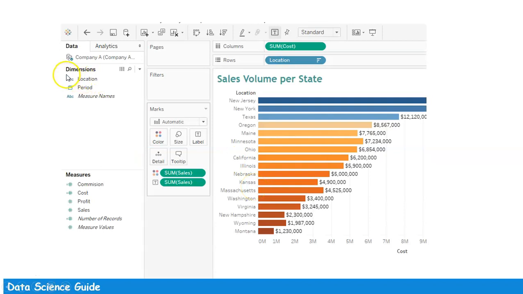Granularity is connected to dimensions. So for example, in this case, we have location, and location here is American states. So this is the minimum granularity that we can get in this data set. And if you want to use another dimension, which is period, we may have year, month, and day. So day in this case is the minimum granularity that we can get. In this case, you can get the measures like cost, profit, or sales based on year, and you can go further based on month, and you can go further based on day.